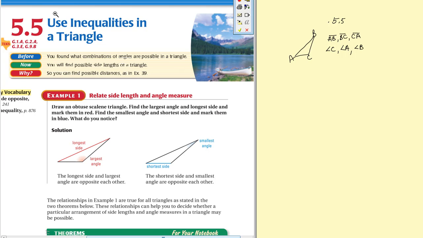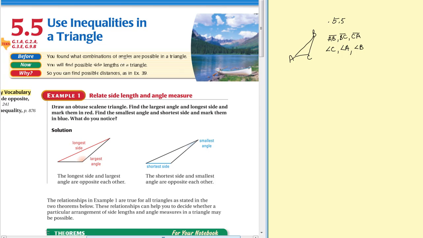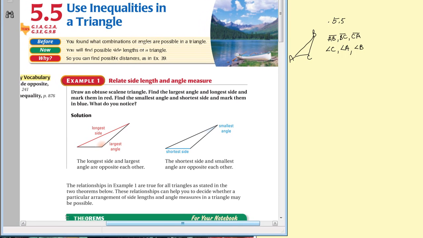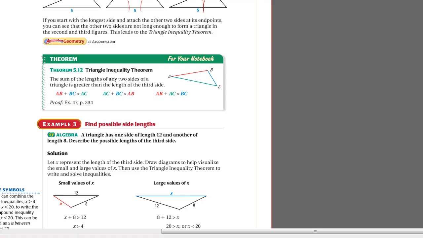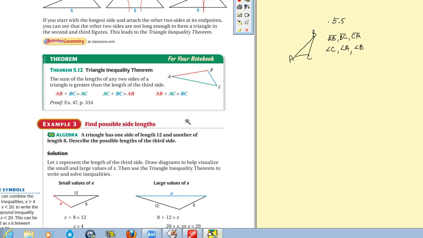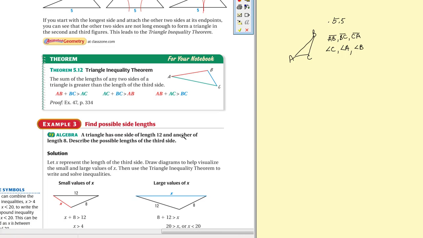Now, let me flip pages real fast, if I can, and get my notes back. All right.